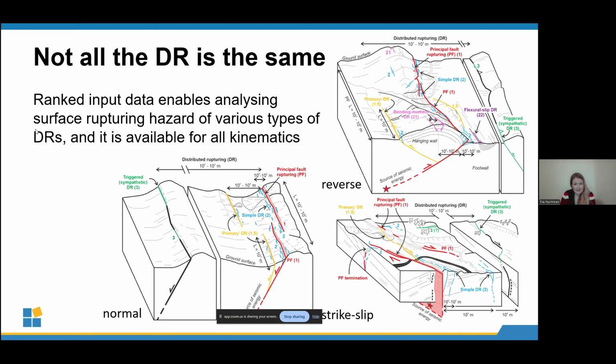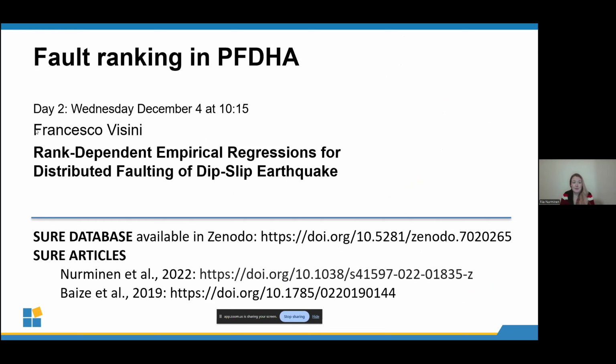So in the SURE database, we came up with this very synthesized ranking scheme that is applied to all main kinematics in the database. And we can see that separating these is a reasonable alternative, at least for PFDHA purposes, as the statistical behavior of various types of distributed rupturing seems different in our studies. Francesco will present on Wednesday an example of the results, using this type of data in practice. And I leave here the links for both the database and the articles that describe the database and the ranking scheme in more detail.